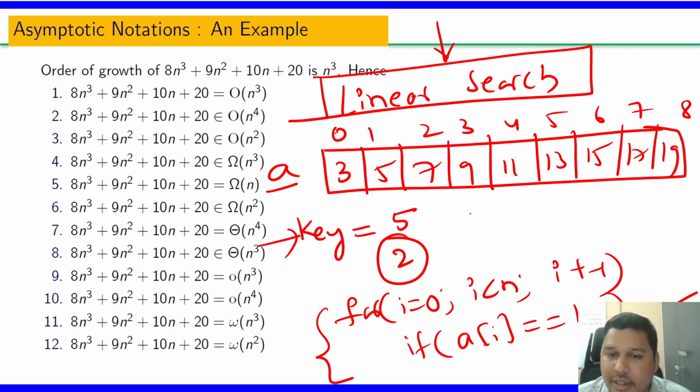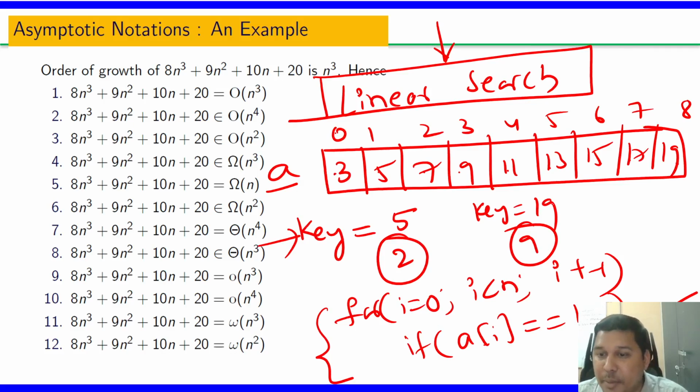Suppose I give the key value as 19. How many iterations is it taking? It will go through 3, 5, 7, 9, 11, 13, 15, 17, 19. This will execute 9 times. Then I am able to find 19. Suppose I give a key between 9 and 13, say 9, 11, or 13. It is taking some value between 3, 4, 5 or 6.